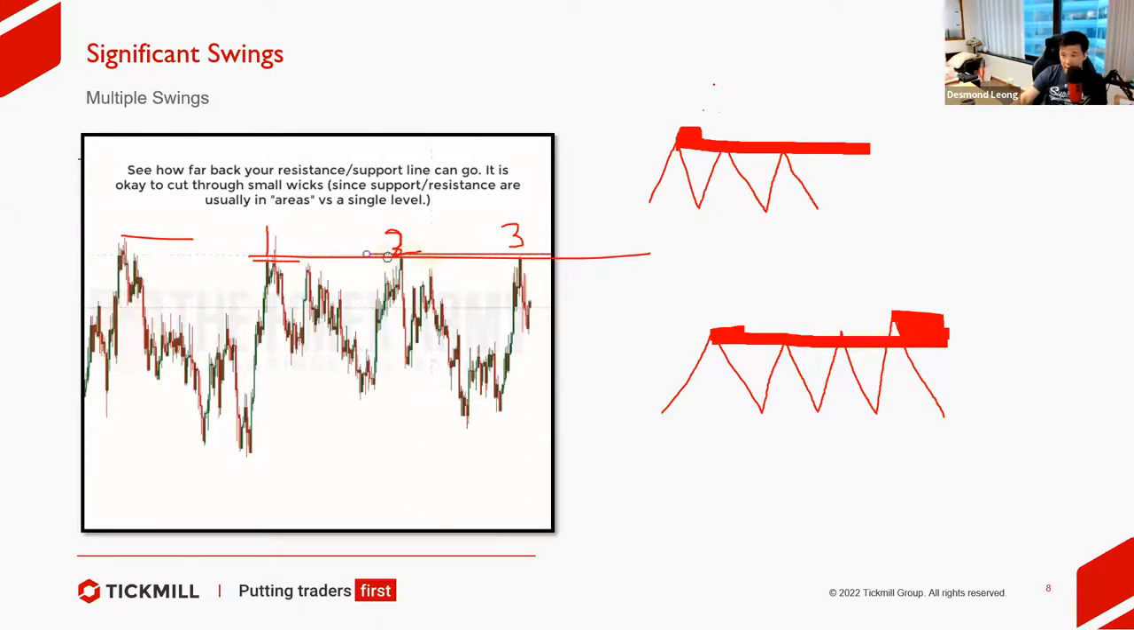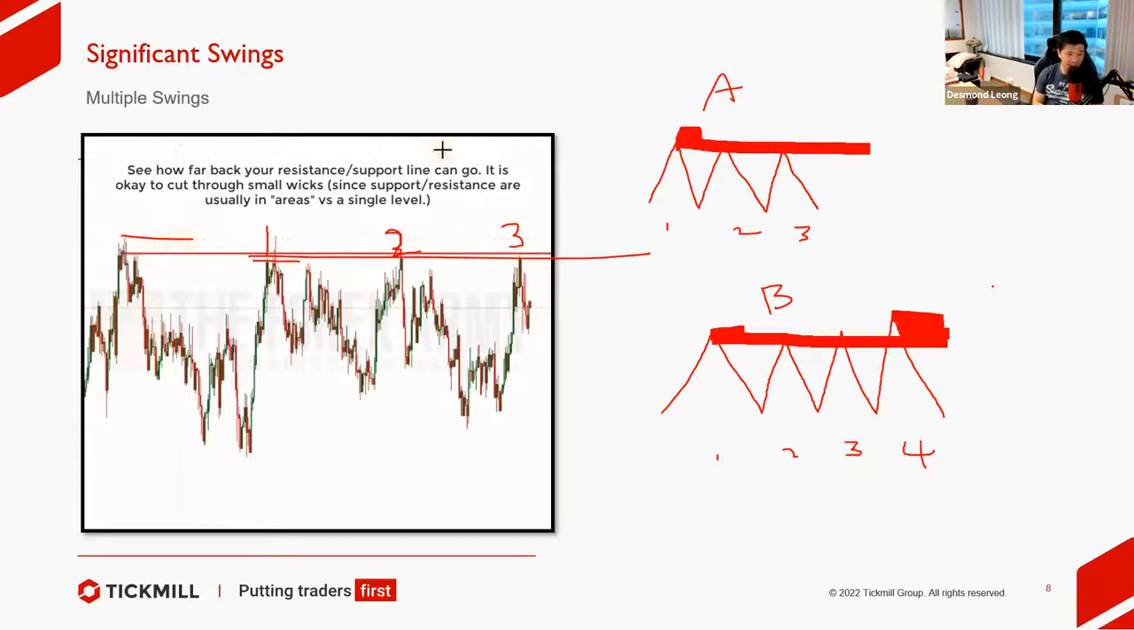Now, this is option A. This is option B. Which is stronger? Is A stronger or is B stronger? This one has 1, 2, 3. This one has 1, 2, 3, 4. A lot of you guys are answering B, and the answer is A.